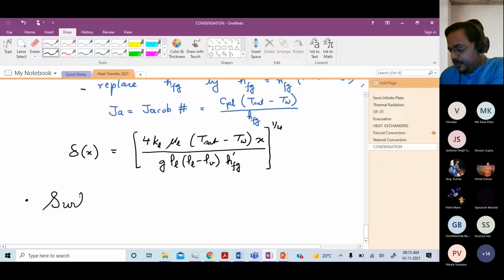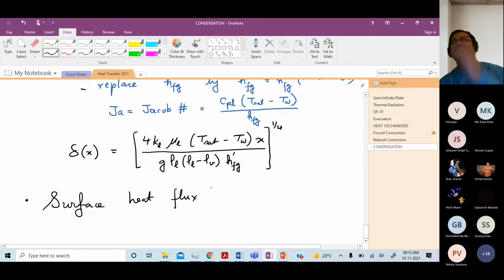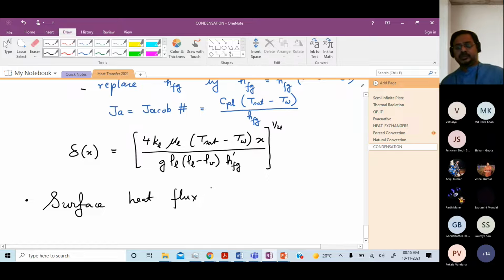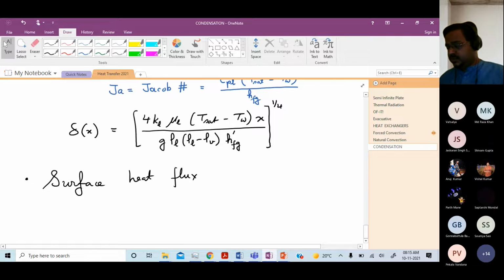Now, next thing is, what is the surface heat flux? Of course, the film thickness etc. are important from an academic interest point of view. But if you're doing a practical design, you will be interested in how much heat transfer I'm getting by condensation. How much is the heat being transferred from the condensing fluid to that cold wall? Is it getting hot? That is what is important from a practical heat transfer engineer's point of view. So let us now use all that.